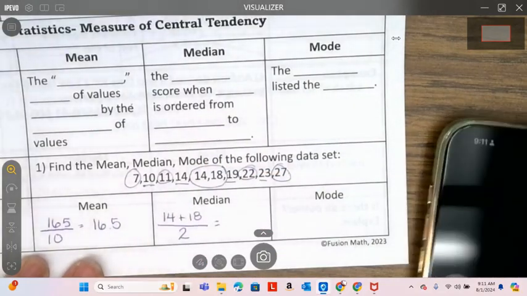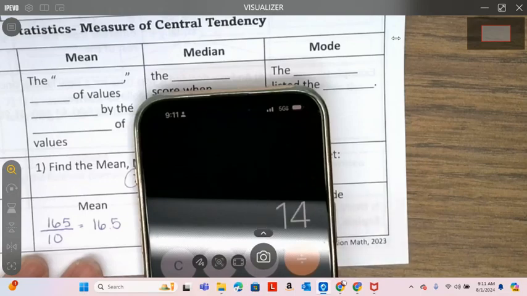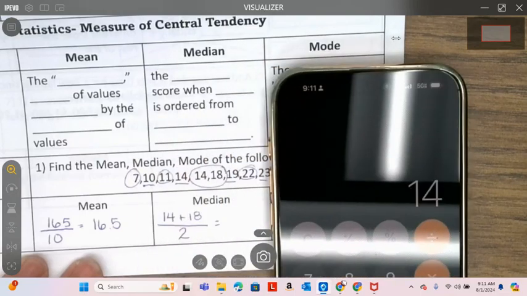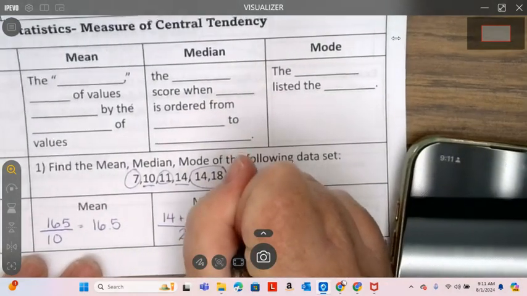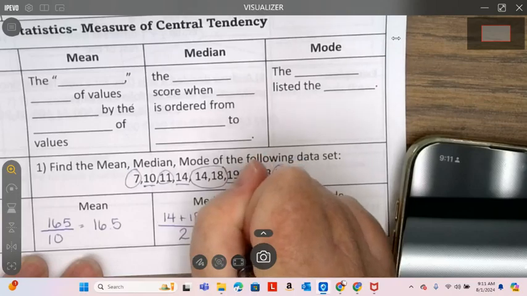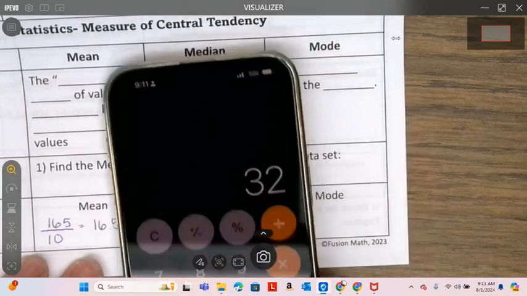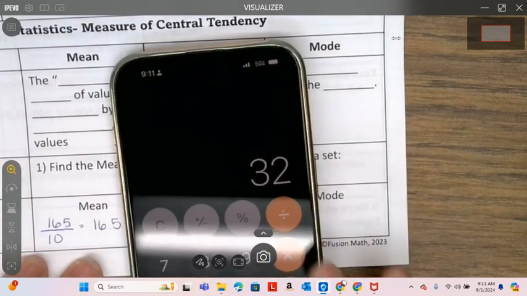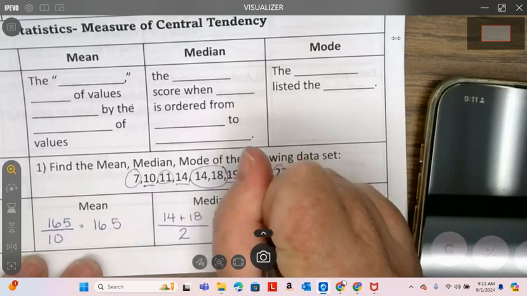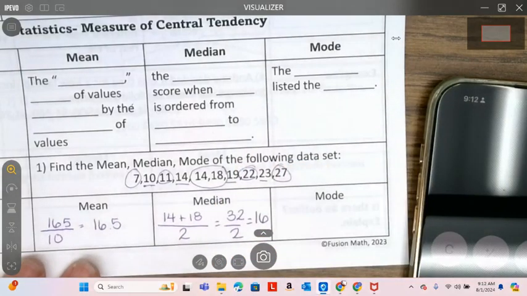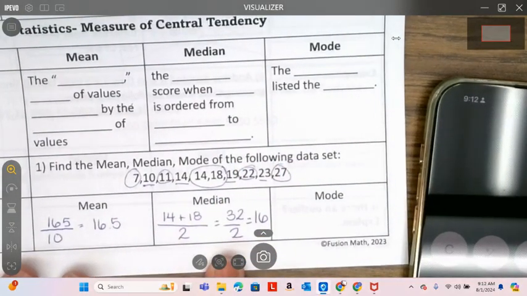Get my handy dandy calculator out. 14 plus 18 is 32. So I'm going to go ahead and over here, I'm going to write 32 divided by 2. I already have my 32 there. I don't have to reset it. I can put divided by 2 equals, and I get 16. So my median for this data set is 16.